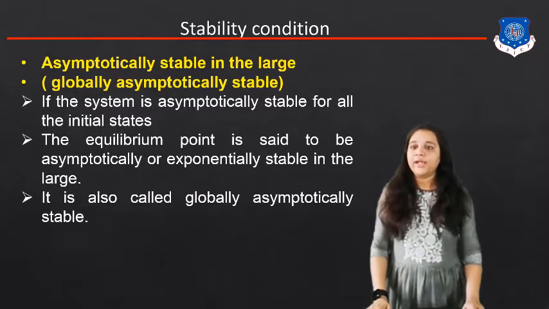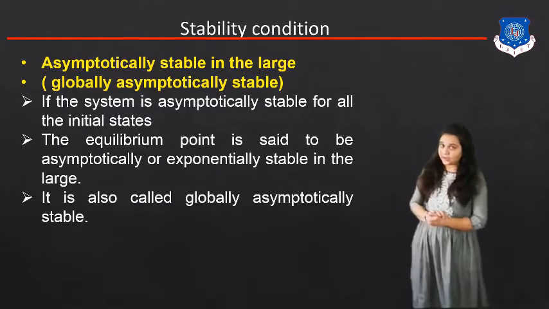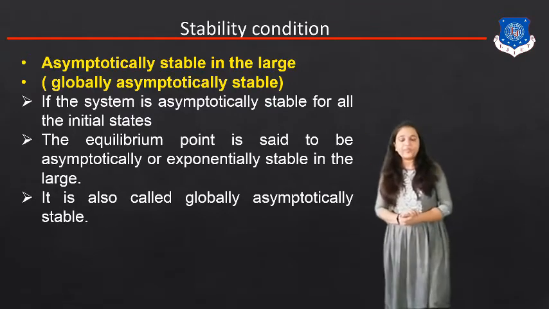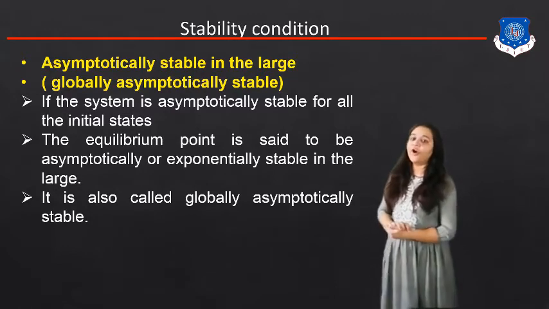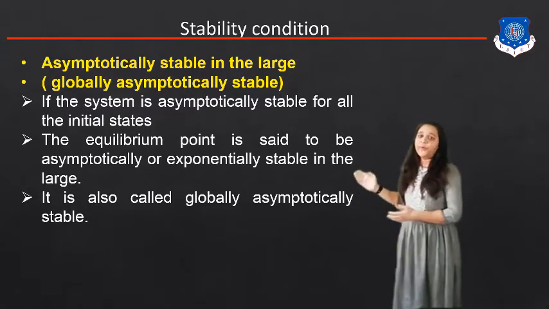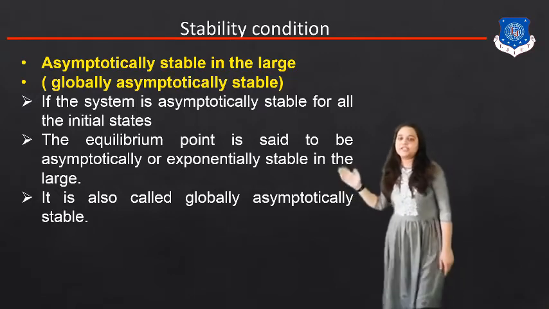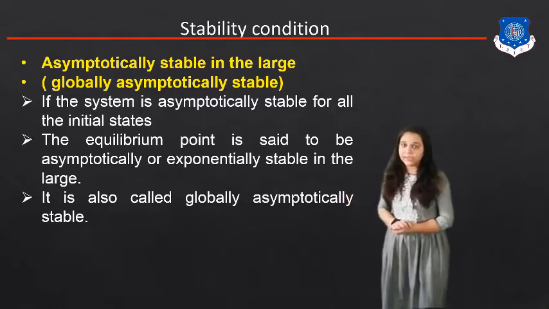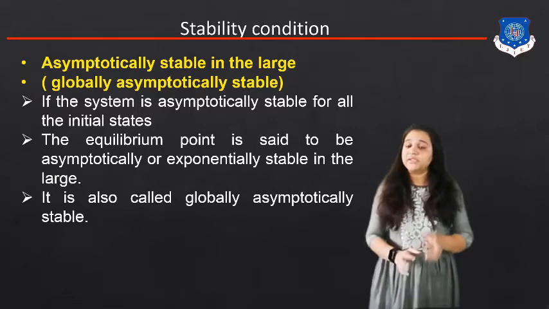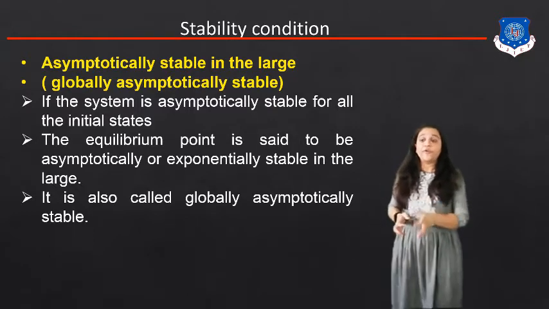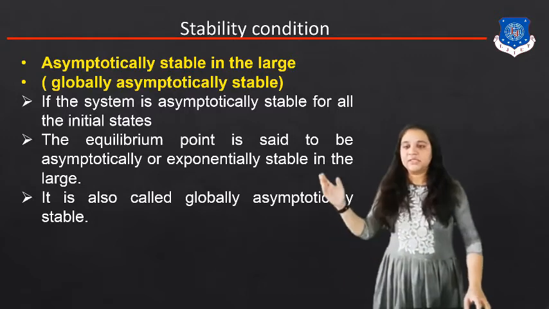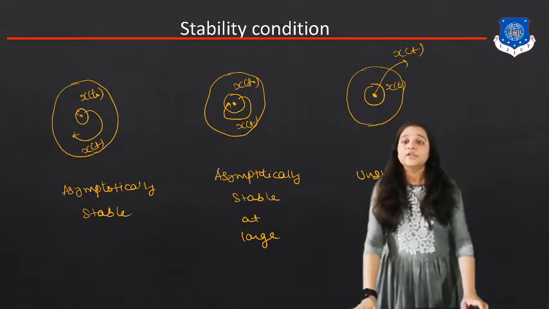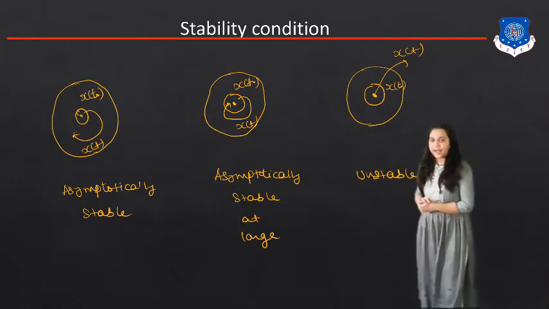unstable system. So, asymptotically stable in the large, or globally asymptotically stable: if the system is asymptotically stable for all the initial states, the equilibrium point is said to be asymptotically or exponentially stable in the large. So it is also called globally asymptotically stable. So if the system is asymptotically stable for all initial states, that type of system is known as globally asymptotically stable. So this is the stability condition for the Lyapunov theorem.